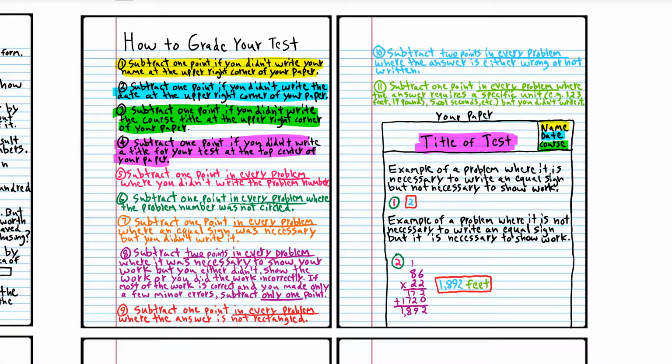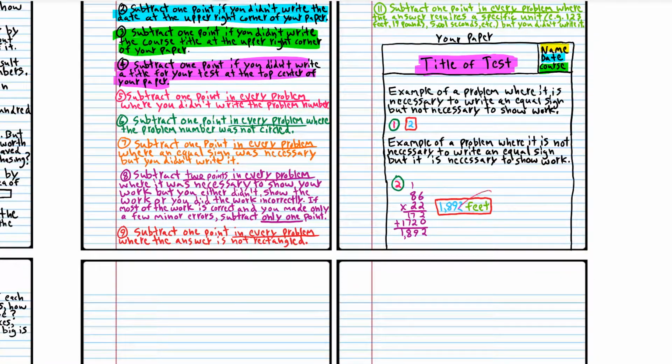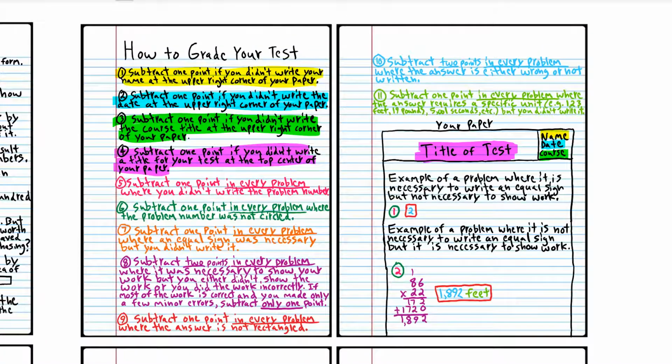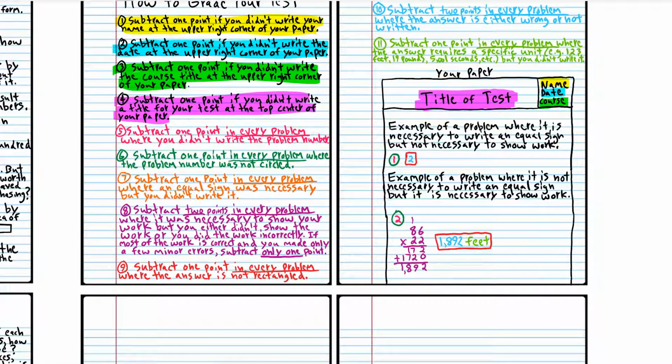And number 11, subtract 1 point in every problem where the answer requires a specific unit. For example, feet, pounds, seconds. These are mostly for word problems. So subtract 1 point in every problem where the answer requires a specific unit, but you didn't write it. So for example, see the green down here? We need feet there. If you didn't write feet, if it's a word problem that requires a number and it requires you to tell the reader what you're counting and you didn't do it, then subtract a point for that.